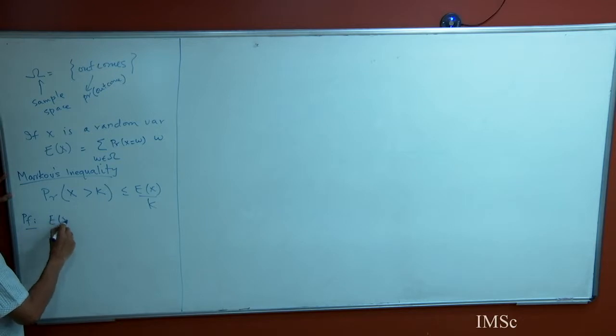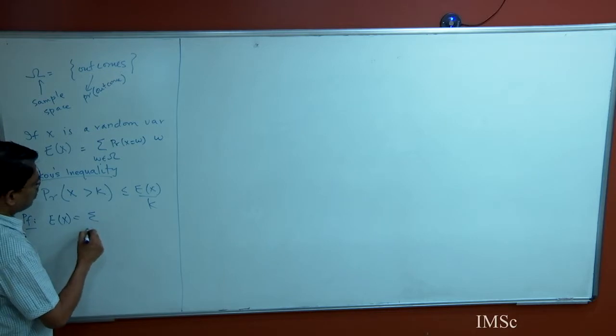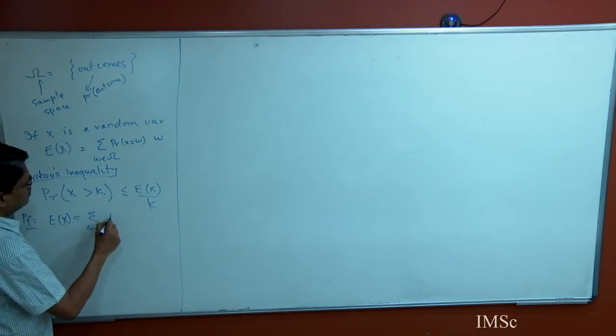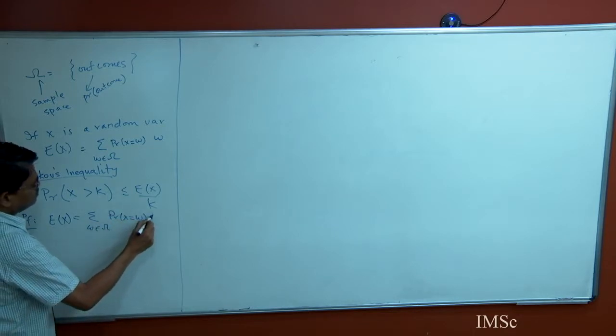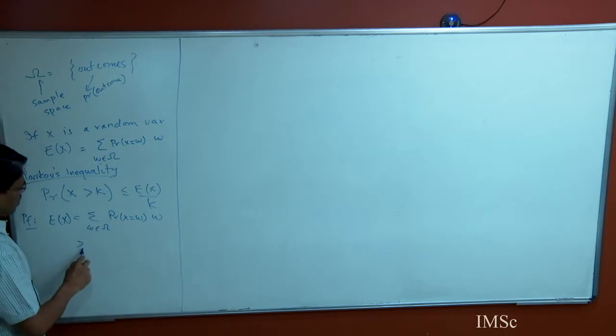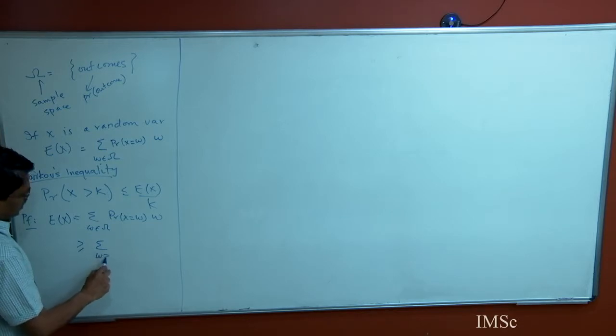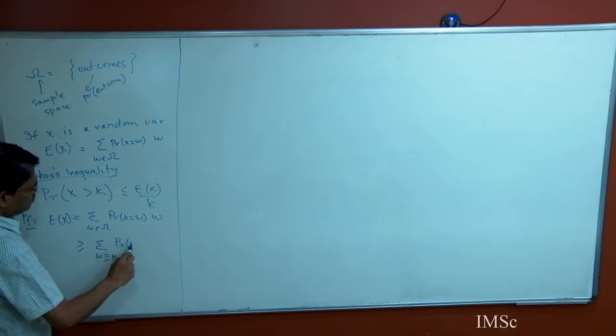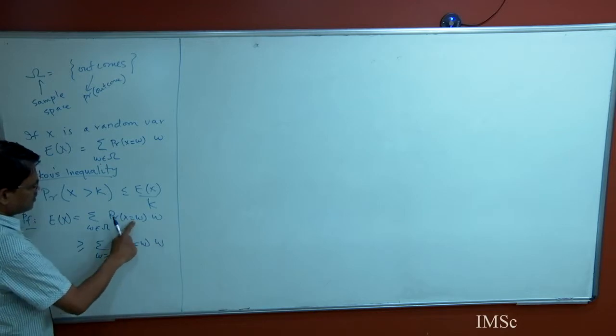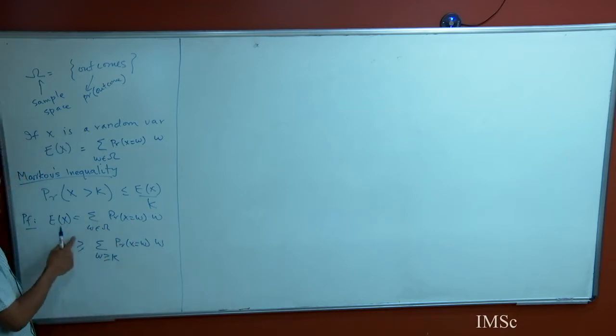So what is the expectation of x? This is the summation over all values of x, as I said. Okay, so this is greater than or equal to the same sum if I restrict it to w greater than or equal to k. Right, I've just written the same thing. Now I'm not running it over all possible values of your sample space, but only for those which are greater than or equal to k. So I put this as greater than or equal to.